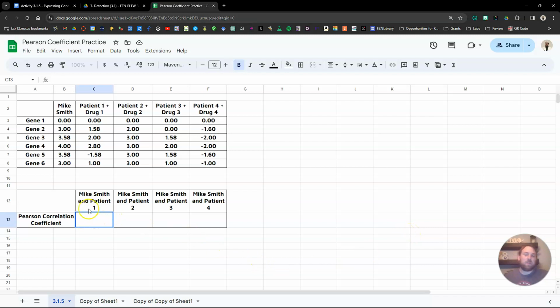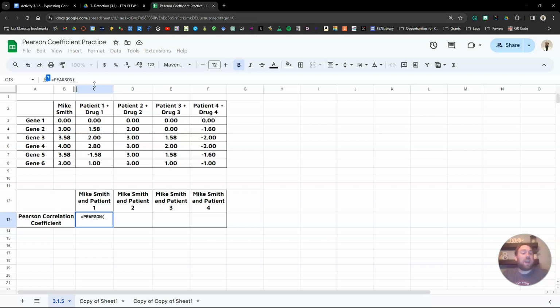We'll click this box that we need to have for Mike Smith and patient 1, and I'm going to hit the equal sign. You can follow along with what I'm doing up here in this bar at the top. I'm going to type in Pearson. You don't have to write it in all caps. We're just going to type it in that box there, Pearson, and I'm going to hit an open parentheses. And what this is telling Google Sheets is, hey, I want you to run the formula that we have for the Pearson coefficient so that I don't have to do it on my own.